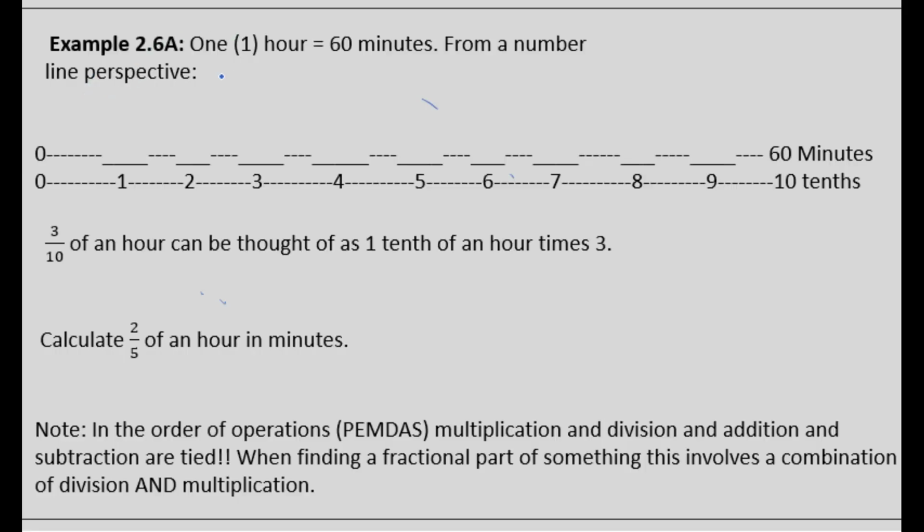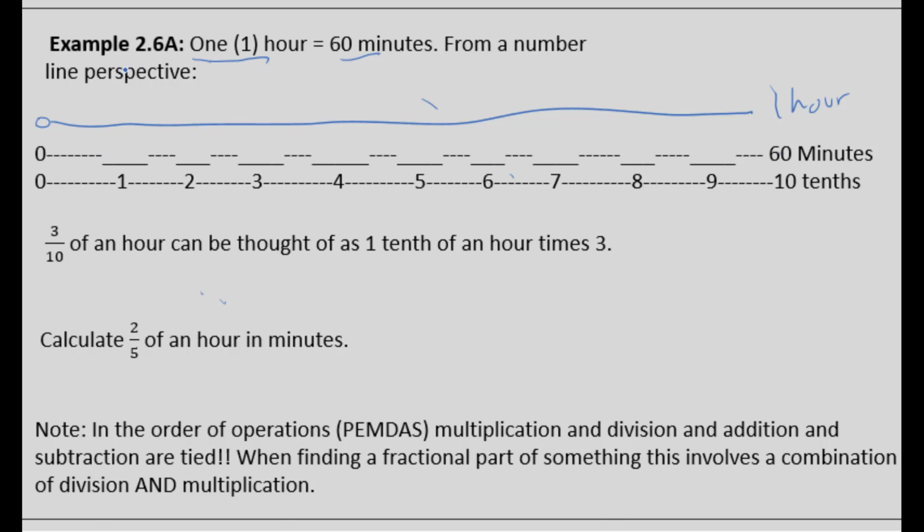Okay, so we know that 1 hour equals 60 minutes. Now we're going to look at it from a number line perspective, and then we're going to look at it with addition and multiplication, all right? So 60 minutes is the same as 10/10, because that's 1 hour, okay? So I actually should put that up here. 0. It's supposed to be a straight line. 1 hour. So 1 hour is the same as 60 minutes. I'm going to cut 60 minutes into tenths.